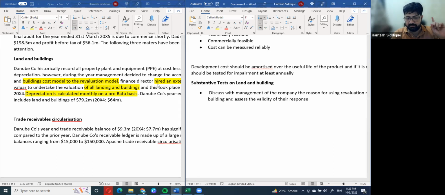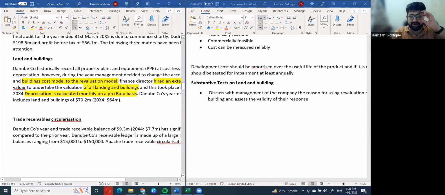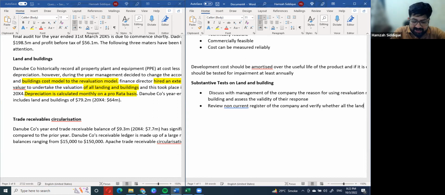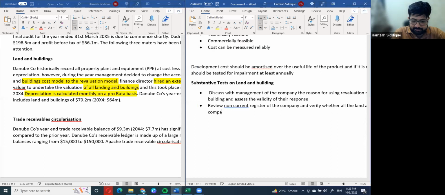Second, hired external valuer to undertake the valuation of the land and building. Now, the second one. Review the non-current asset register of the company and verify whether all the land and building of the company have been revalued.